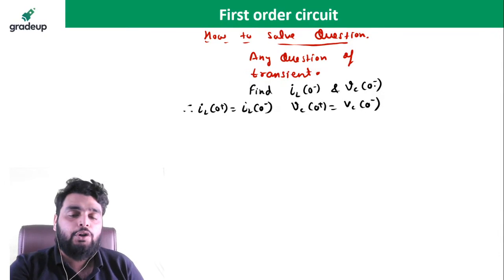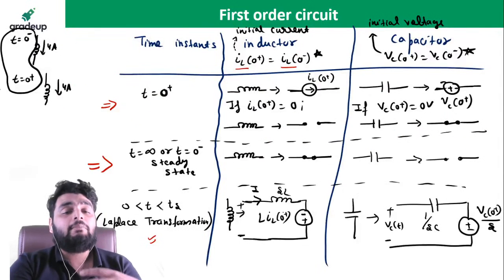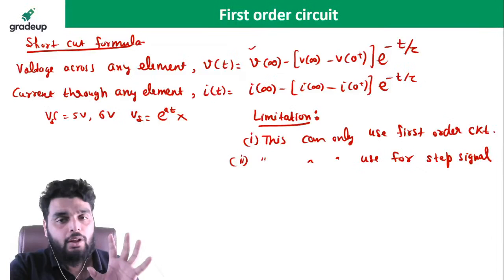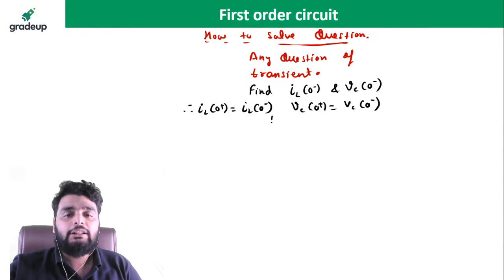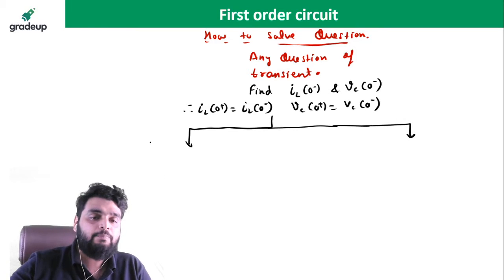Now, how to find out these two things? You just need to draw your diagram at t equal to 0 minus, and when you draw your diagram at t equal to 0 minus, you have to use this particular table. Okay, fine. After this, the question can be asked in 2 ways.